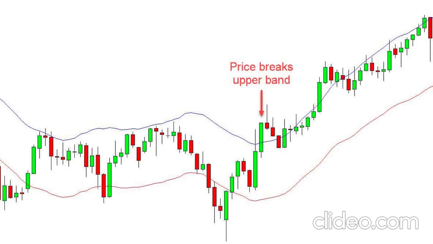The width of the channel is determined by the percentage deviation. A smaller percentage creates tighter bands that generate more frequent signals, while a larger percentage creates wider bands that produce fewer but potentially more reliable signals.